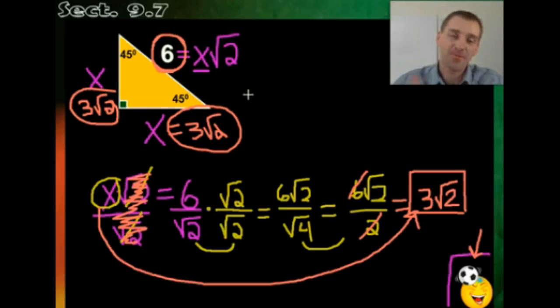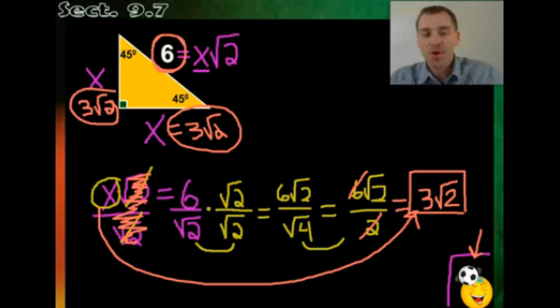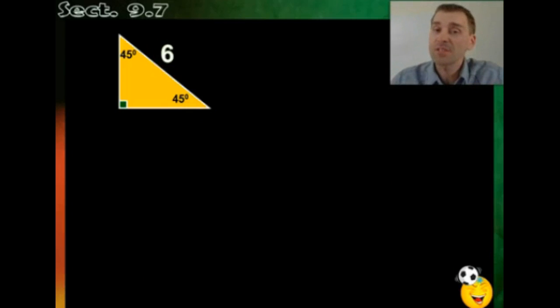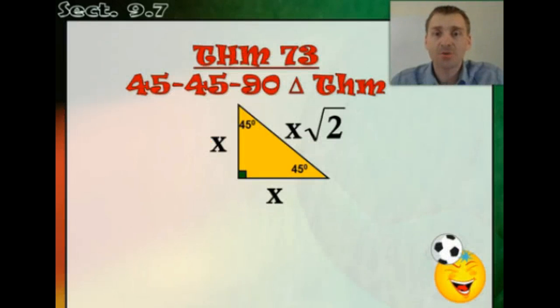I love it. So 45-45-90 triangle and 30-60-90 triangle are very similar in method. But you've got to make sure you go back and study and memorize and remember: 45-45-90 is x, x, x root 2. 30-60-90 is x, x root 3, and 2x.